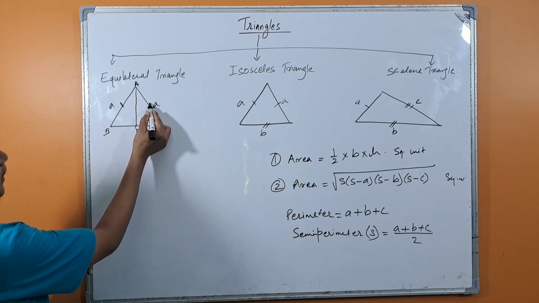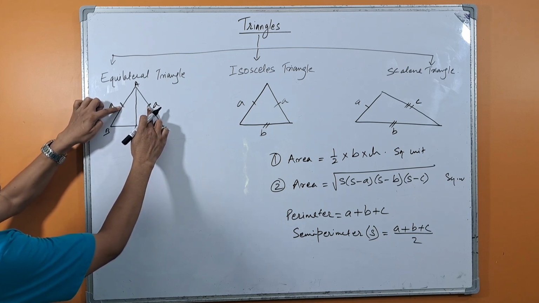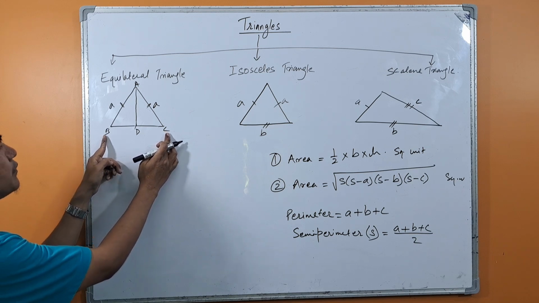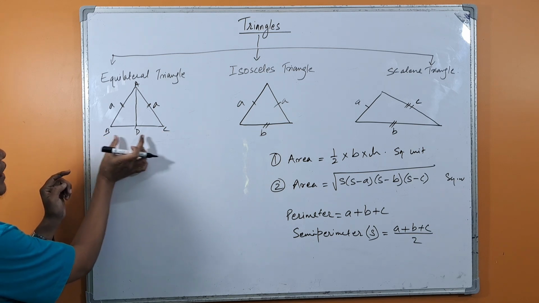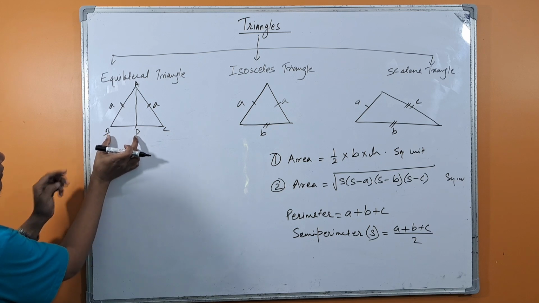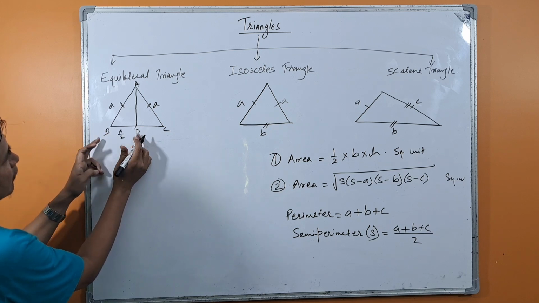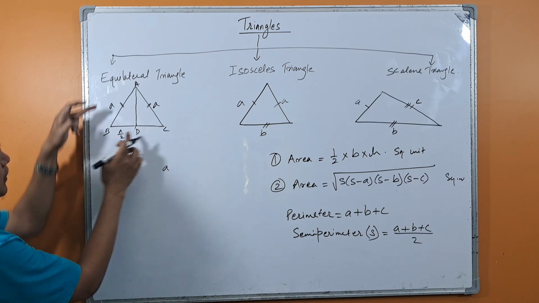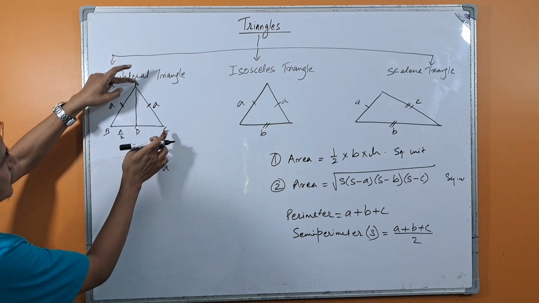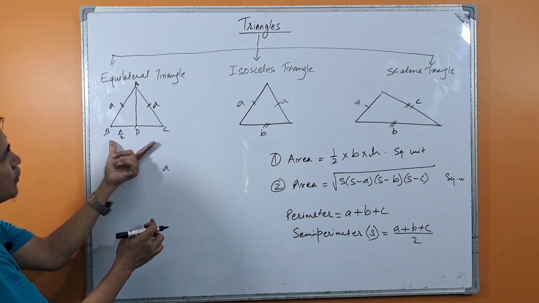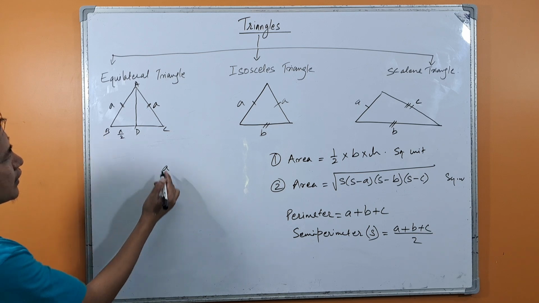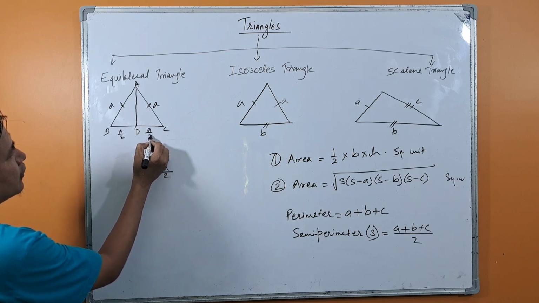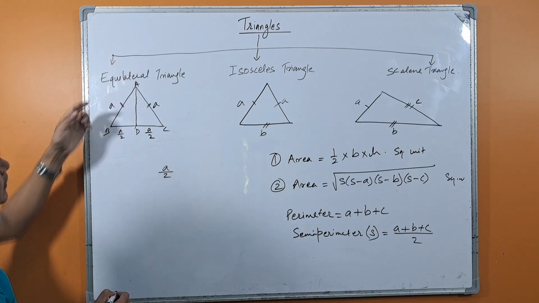If these two sides are equal to each other, this median AD will bisect BC. Bisect means BC will be divided into two equal parts. So BD will be half of a, that is a by 2, because BC was a. The distance from B to C, all the sides are equal: AB is a, AC is a, BC is also a. So BD is half of BC, that is a by 2, and DC is half of a, that is a by 2, because median AD will bisect BC.